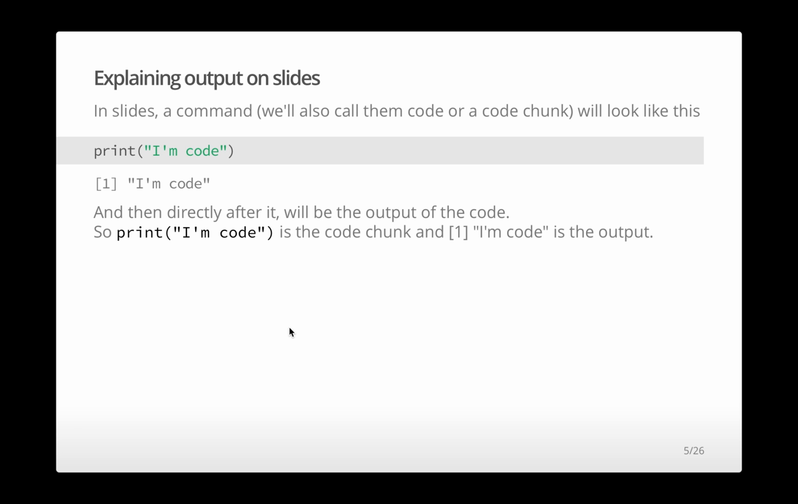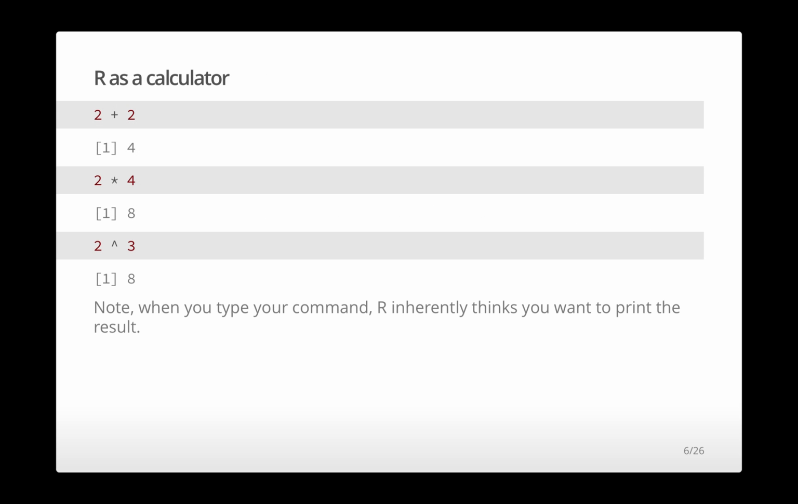You can see all the stuff that was used to create this on the website. Okay, so R is a calculator. If you're in the console, you can do the basic stuff that you normally would. 2 + 2 should give you 4.